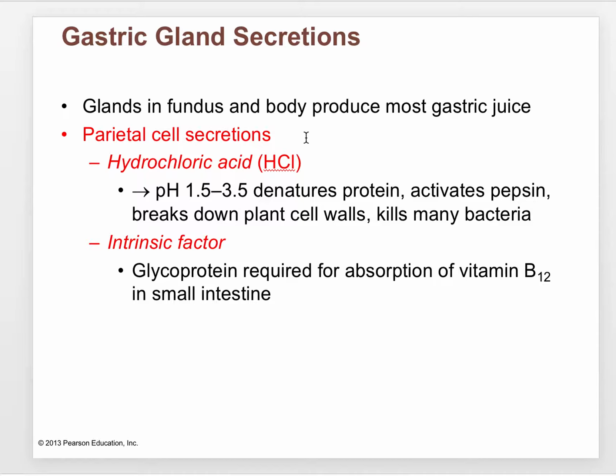Parietal cells also secrete another important substance. It's called the intrinsic factor. Intrinsic factor is a glycoprotein needed for the absorption of vitamin B12 in the small intestines.